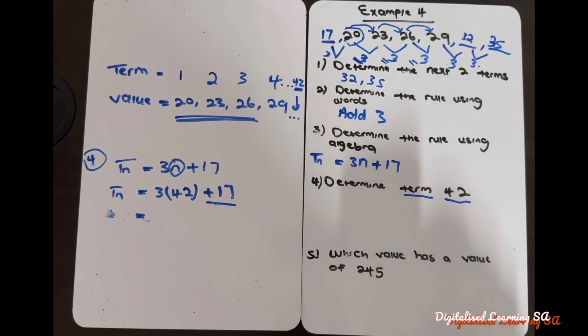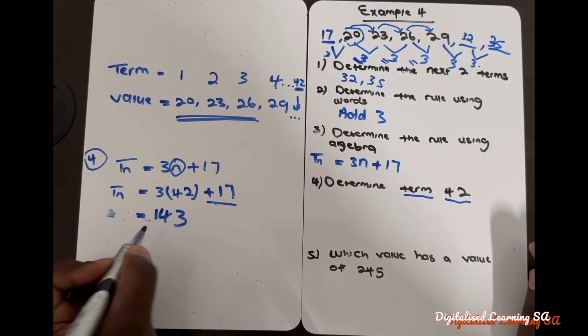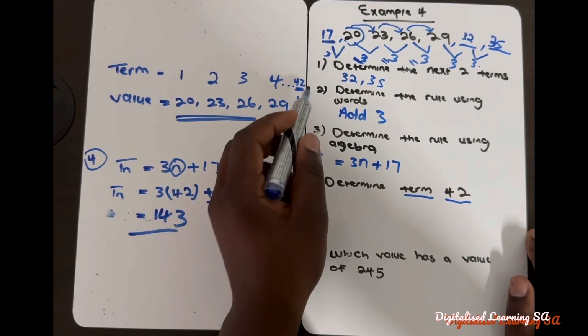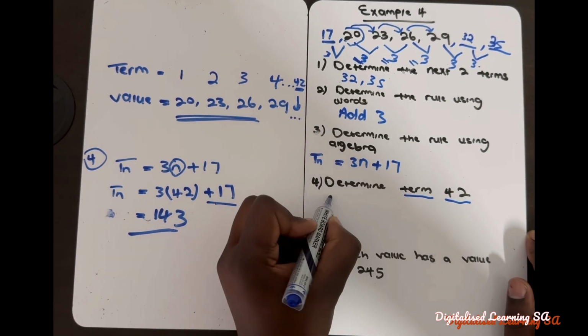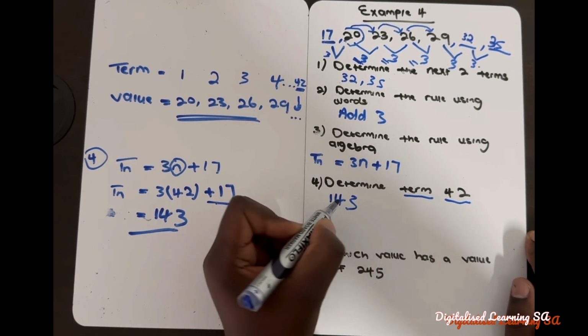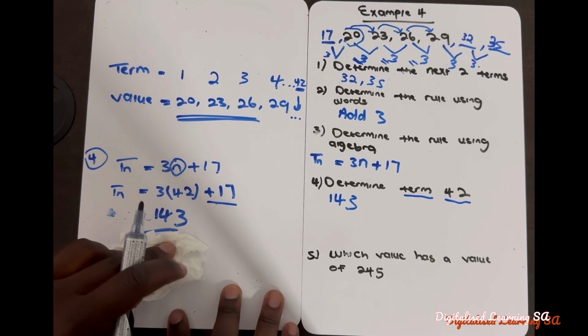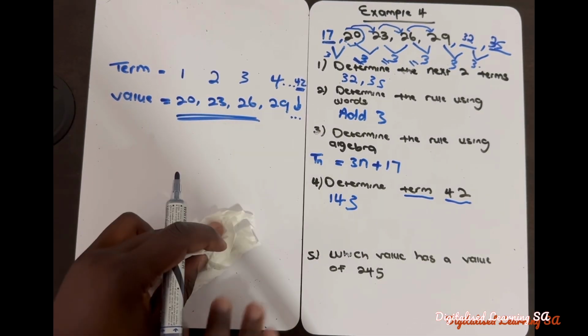And to do that, we will get 143. So this is term 42. So the value of term 42 is 143, and our answer here will be 143. I hope that makes sense. And if it doesn't, you can always drop a comment below, and then I'll be able to assist you further.